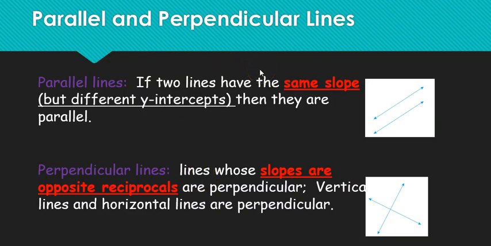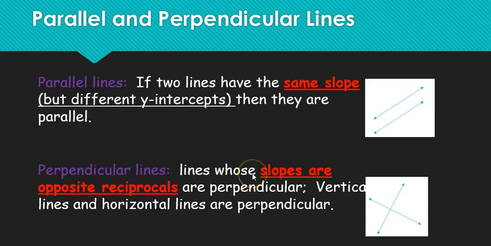Alright, so looking at the definitions we have here, parallel lines: if two lines have the same slope but different y-intercepts, then they are parallel. And you can see this, how they won't ever touch. That means they'll be parallel.